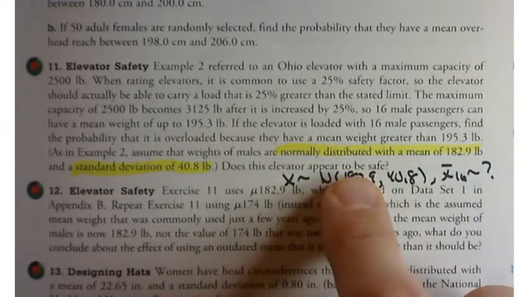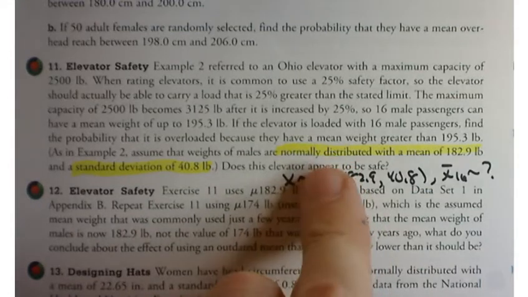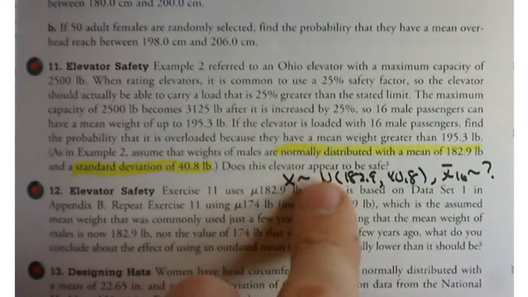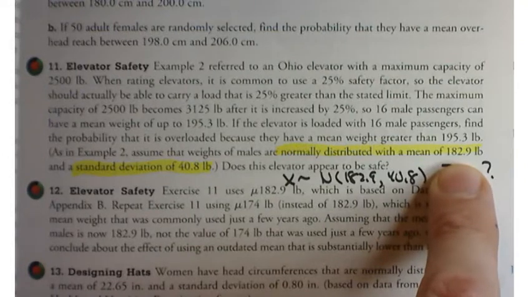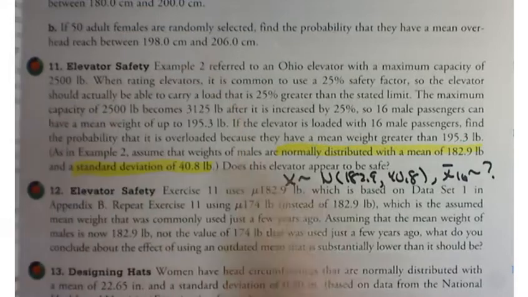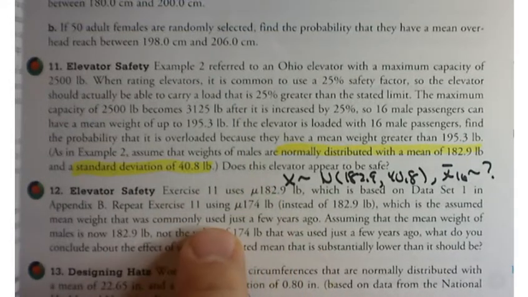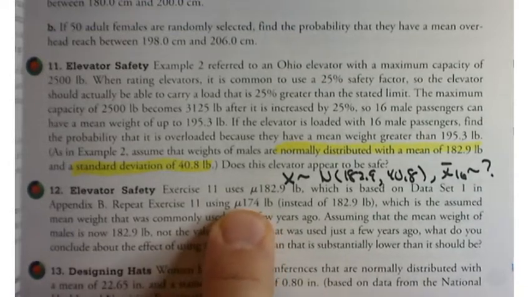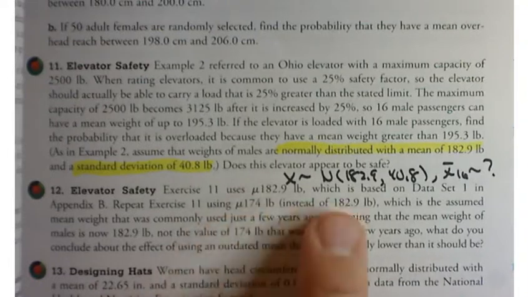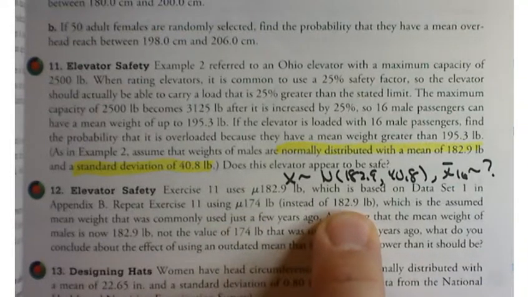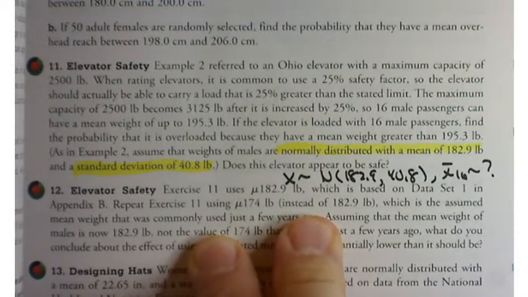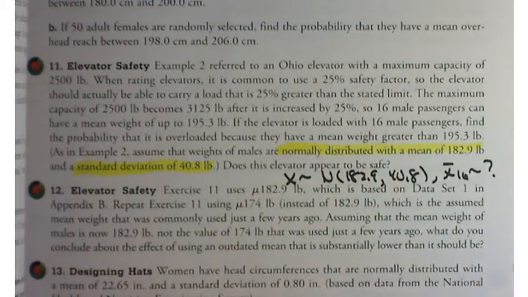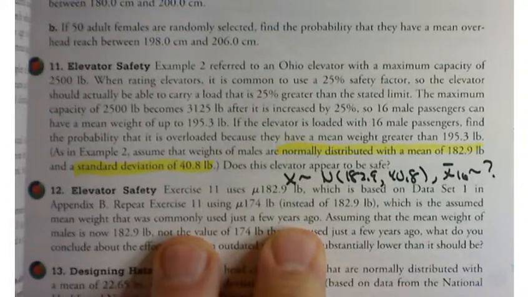In part A, they used the assumption that the mean weights are normally distributed with a mean of 182.9 and a standard deviation of 40.8. That is actually problem 11. But the safety recommendations were actually done with a smaller weight of 174 pounds instead of the more modern 182.9. So how would that affect the probability of overloading? You can calculate the probability in problem 11 as part of your homework, but let's see what the effect is in problem number 12.